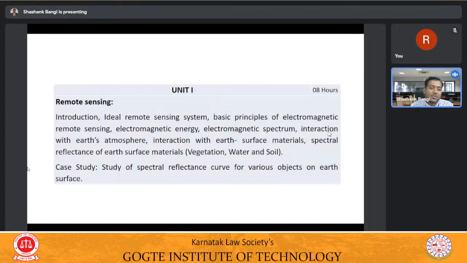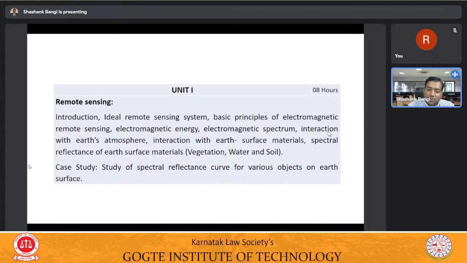So coming to remote sensing, in the first unit you are going to learn an introduction to remote sensing, ideal remote sensing system, basic principle of remote sensing, and electromagnetic radiation. As electromagnetic radiation plays a very important role in remote sensing, knowledge of electromagnetic radiation is required.